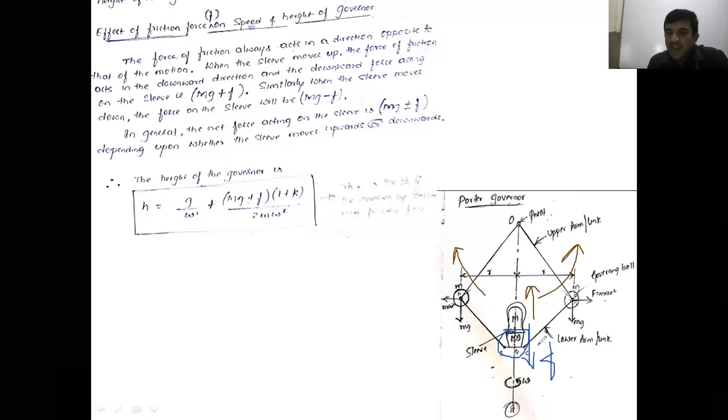The frictional force is added to mg. Mg is acting downward, and the frictional force is also acting downward. Now what is the total force here? Mg plus F. When the sleeve moves upward, the frictional force is downward. Suppose the sleeve moves in downward direction, now tell me what is the frictional force, in what direction is it?